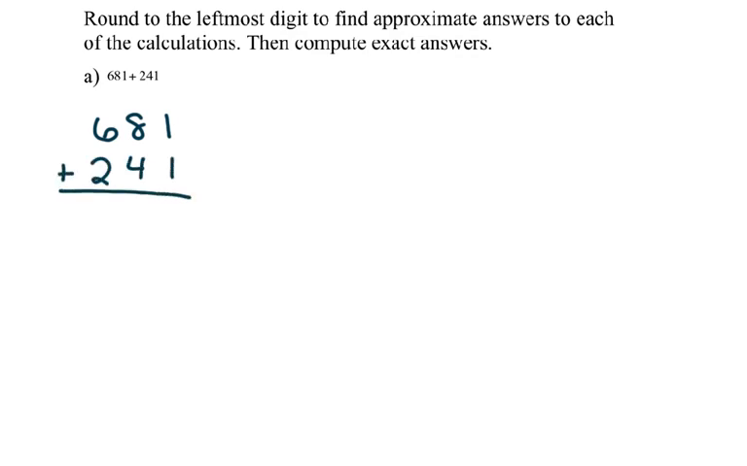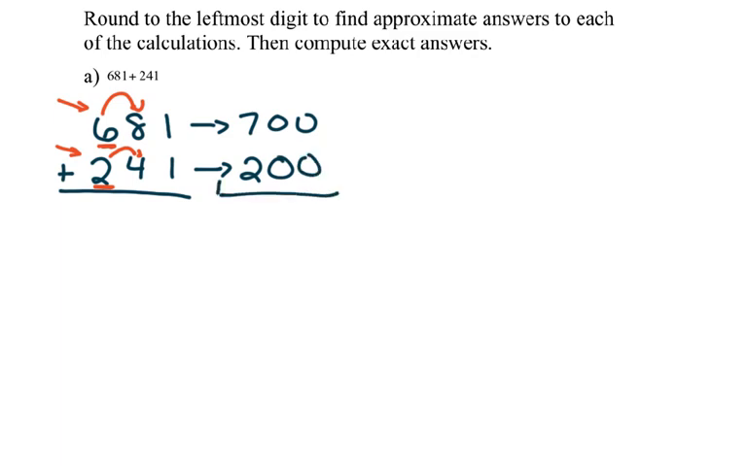Now rounding to the frontmost digit is called front-end rounding, and so 681, we underline the 6, the 8 will bump that 6 up to a 7, and everything after the underline becomes a 0. Again, down below we have a 2. We look to the right, that 4 is not big enough to bump that 2 up to a 3, and so we keep it as 2, and everything to the right of the underline becomes a 0.